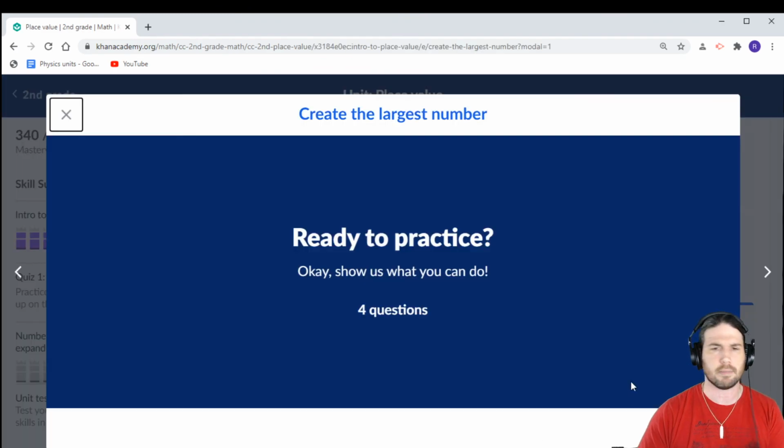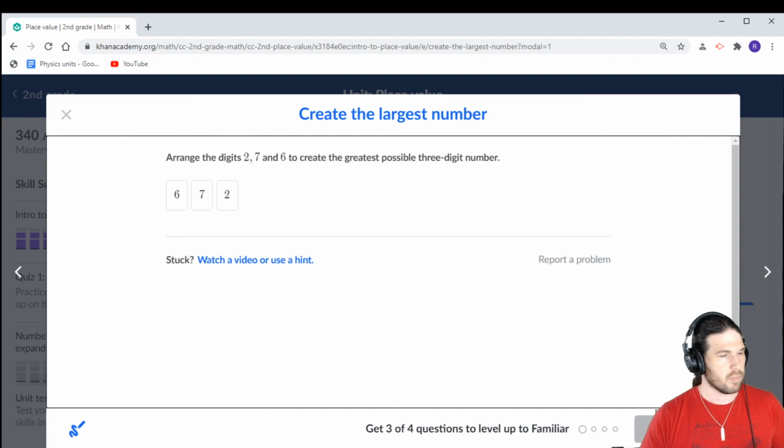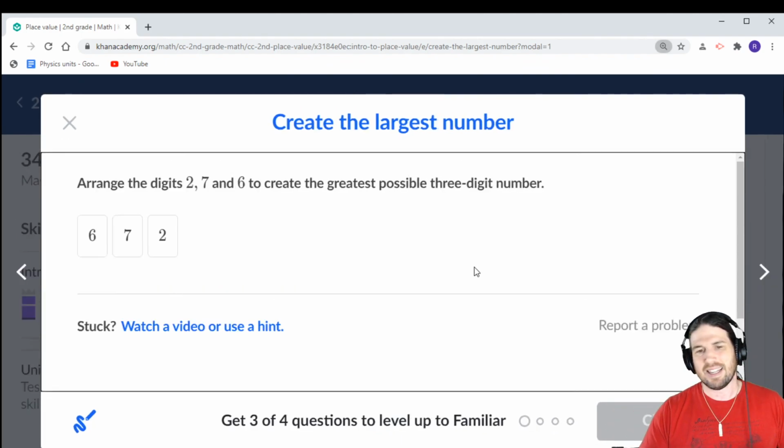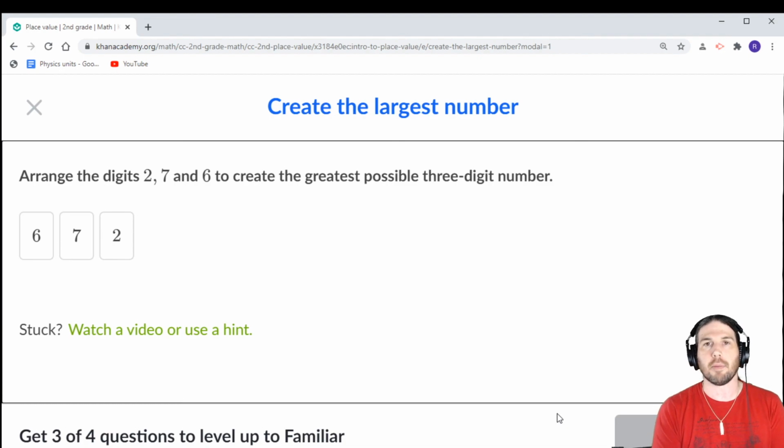Create the largest number. I'm trying to pick up the energy a little bit. I'm feeling tired again. Not like exhausted like I was yesterday, but a little bit tired. So, all right, arrange the digits 2, 7, and 6 to create the greatest possible 3-digit number. Again, cannot overstate how much I love this problem. Give this as a puzzle to a kid at some point. If you have someone who's first or second grade, just hand them 3 number tiles or dice if you have dice with numbers on them, and just ask them to make the biggest number that they can possibly make out of it. I would be fascinated to hear what their thought process is.